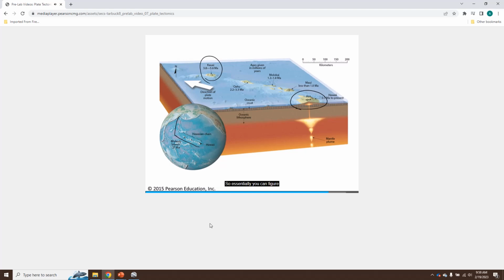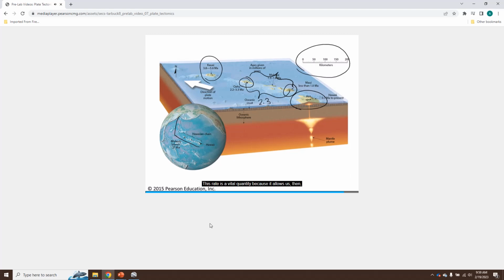So essentially, you can figure out how fast the Pacific plate is moving by picking 2 spots, like say Oahu and Maui, and figuring out the age of the different volcanoes there. Say Oahu's 3.3, Maui's 1.0, so there's 2.3 million years of geologic time that has passed between when Oahu was over the hotspot and when Maui was. Again, we're going to need to measure the physical distance between them, use the scale, and that will allow us to calculate a rate.